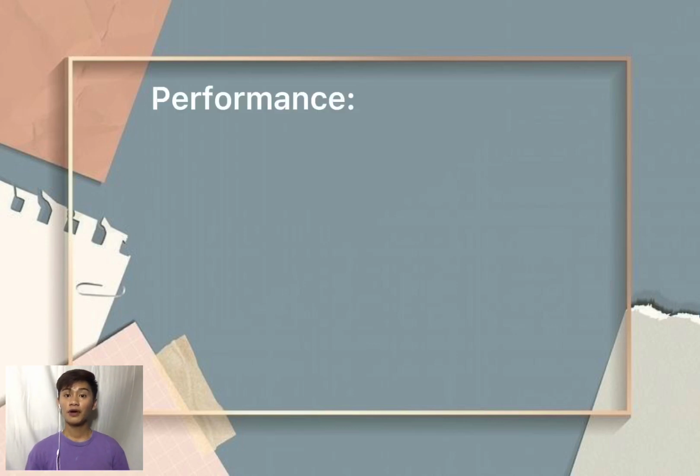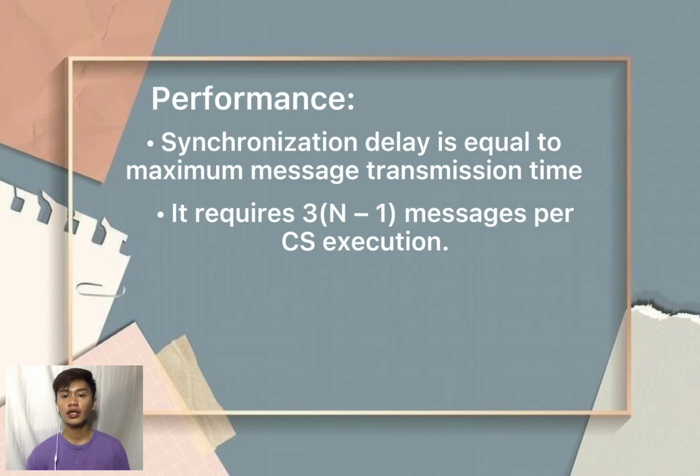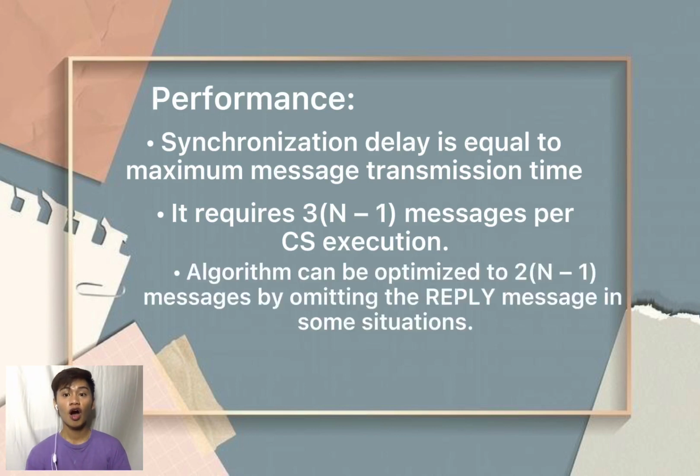And lastly, the performance. Synchronization delay is equal to the maximum message transmission time, and it requires 3(n-1) messages per CS execution. The algorithm can be optimized to 2(n-1) messages by omitting the reply message in some situations.